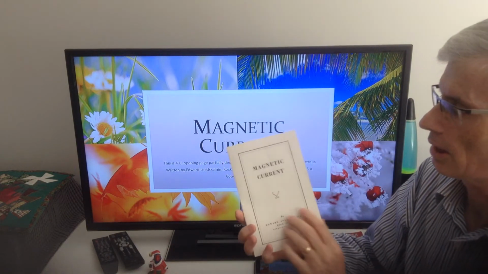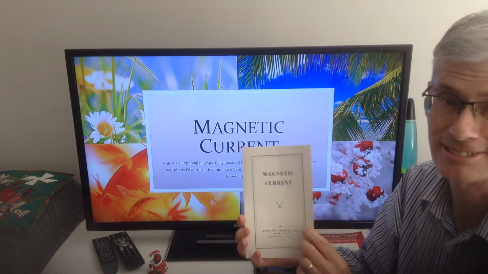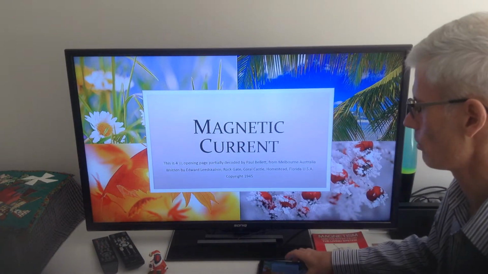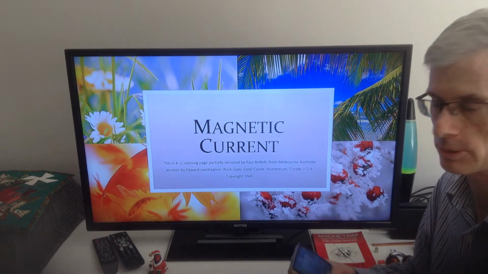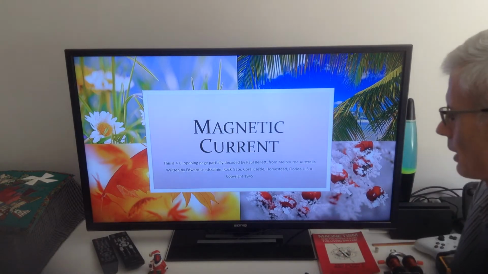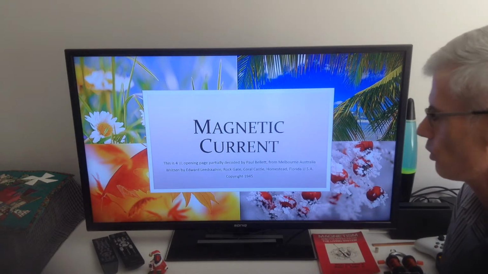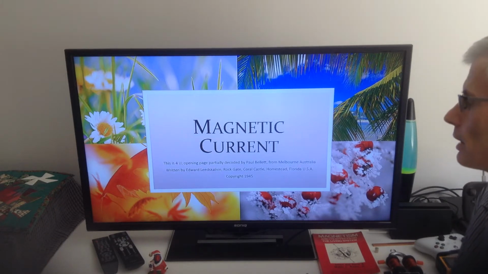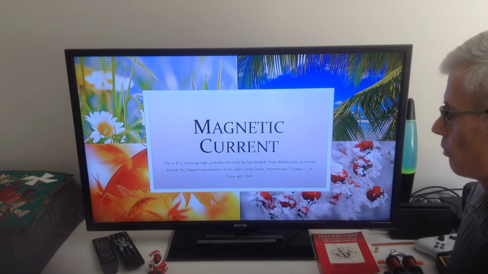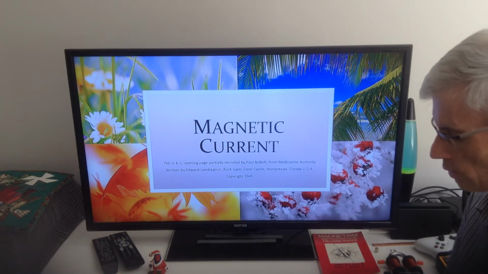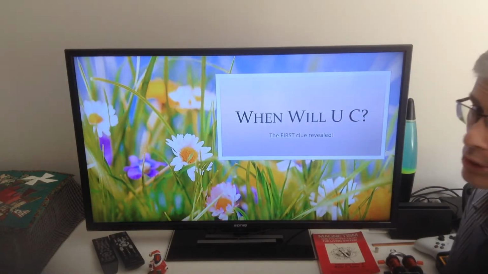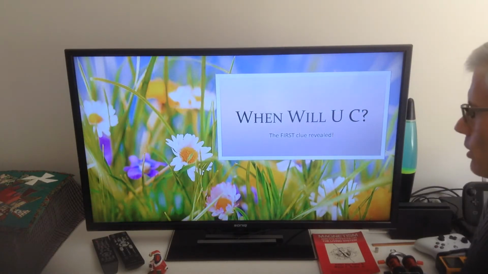So let's get started. Okay, great. I'm using my Android for the presentation to flip through the pages. And this is for you, the opening page, partially decoded by Paul Billett from Melbourne, Australia, written by Leedskalnin, Rock Gate, Coral Castle, Homestead, Florida, USA, copyright 1945. When will you see the first clue revealed?